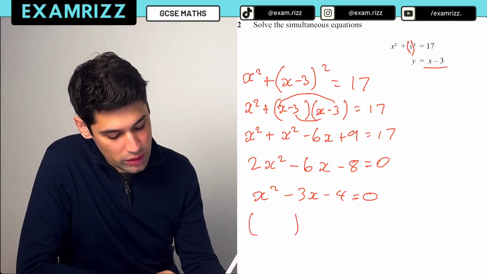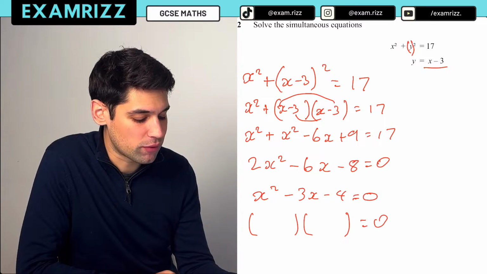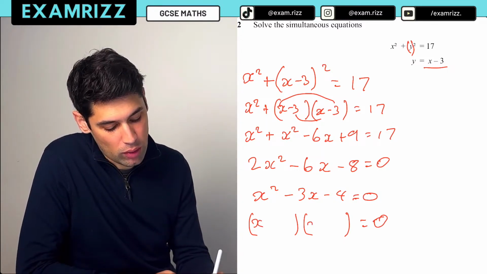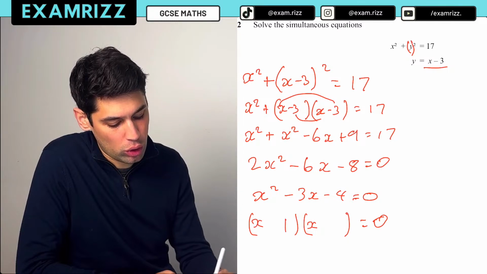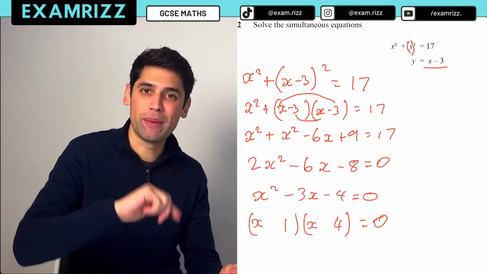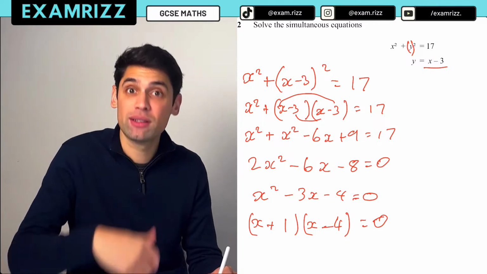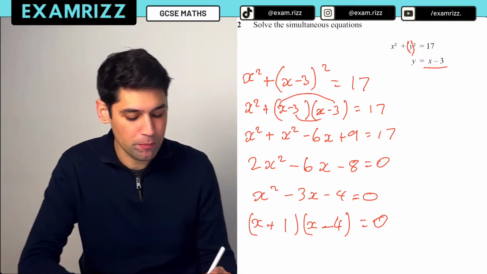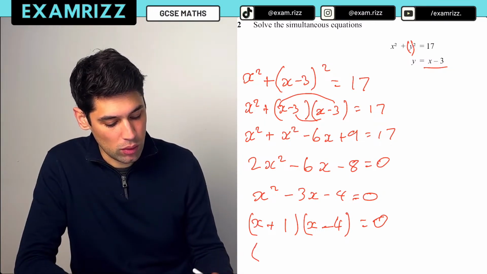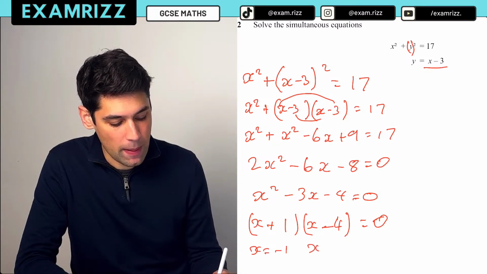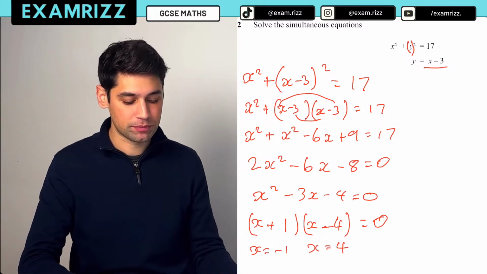And let's factorize. So we're looking for two numbers that times together to make minus 4 and add or subtract to make minus 3. I think quite definitely that's going to be 1 and 4. What combination of 1 and 4 makes negative 3? That would be 1 take away 4. Positive 1 take away 4 equals minus 3. And then we get our values of x being negative 1 and x being positive 4.